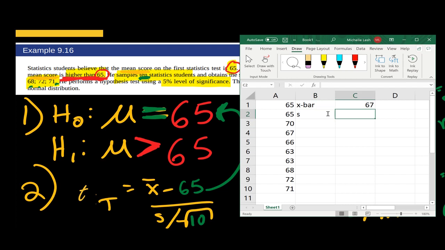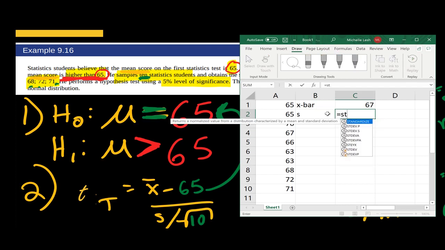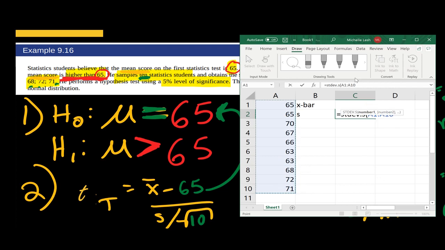Okay, S, the sample standard deviation. Standard deviation, STDEV dot S. Okay, you see dot P, that's for population, dot S is for sample. Okay, highlight all the data. Okay, A1 through A10. Close parentheses, press enter. 3.1, well, if I were to round that 7, that 9 goes to a 0 and makes 3.20. 3.20.